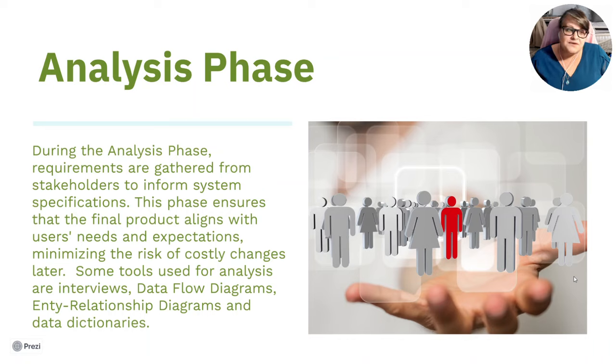The analysis phase is next. During the analysis phase, requirements are gathered from the stakeholders to inform system specifications. This phase ensures that the final project aligns with the user's needs and expectations, minimizing the risk of costly changes later. Some tools used for this analysis are interviews, data flow diagrams, ER diagrams or entity relationship diagrams, and data dictionaries.